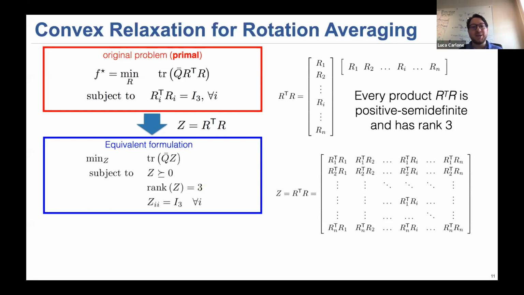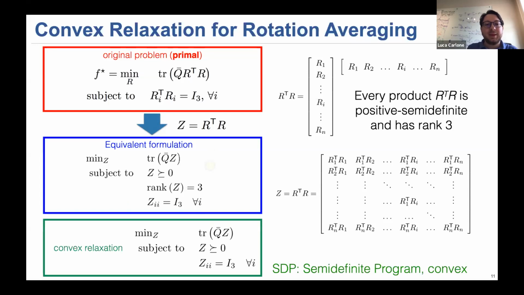So a heuristic way here to get a convex relaxation is to say, okay, let's take this equivalent formulation, let's drop the rank constraint, and the resulting problem is convex, right? The objective is the same, the constraints are the same, but we dropped the rank 3 constraint, which was non-convex. So the resulting problem is a convex relaxation, and this is a specific convex problem which is called a semi-definite program, because it has constraints like matrices being positive semi-definite.